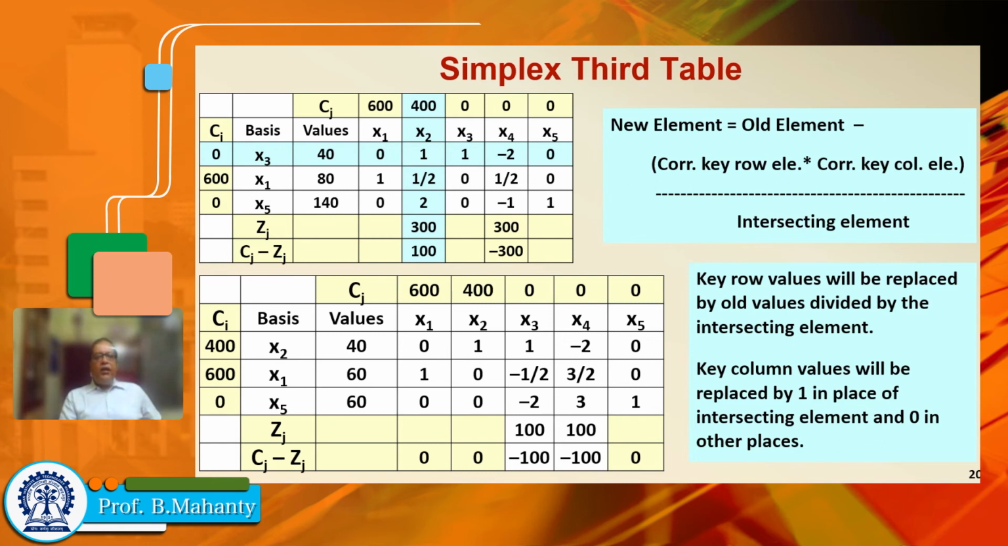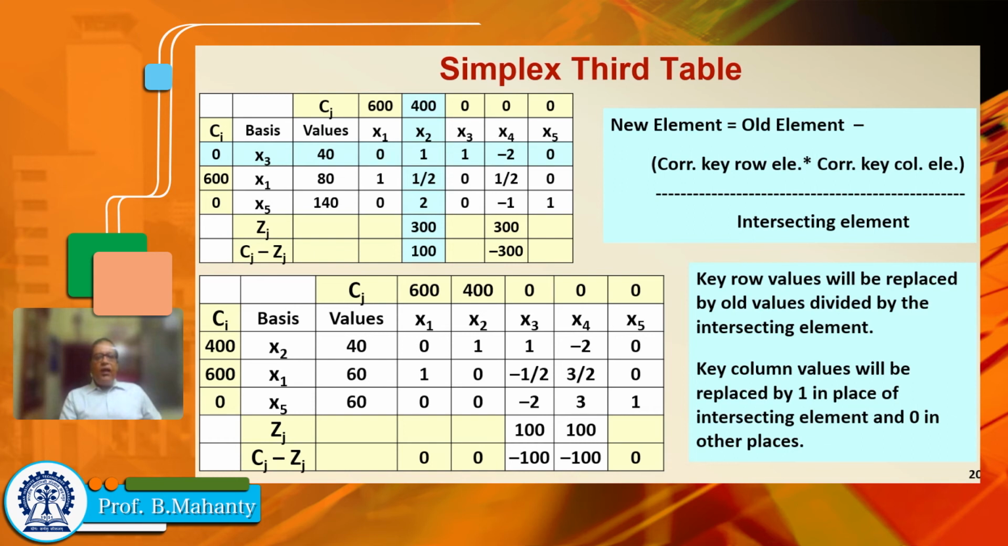So how will this 0 become? Look at the formula: new element equals old element minus corresponding key row element into corresponding key column element divided by the intersecting element. So this 0 will become 0 minus corresponding key column into corresponding key row, 1 into half, that is half, divided by 1, so that is half. So 0 minus half, it is minus half. How much will this 0 become? 0 minus 2 into 1 by 1. So that is minus 2.